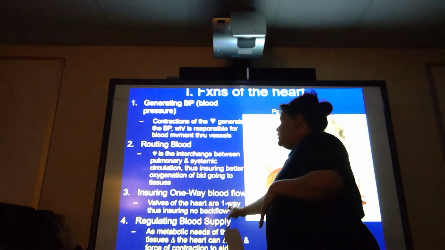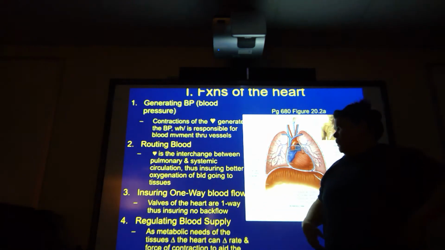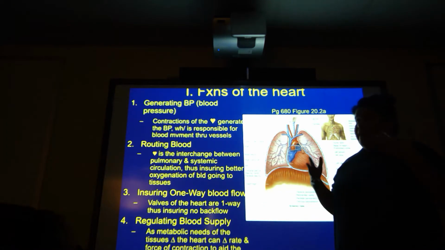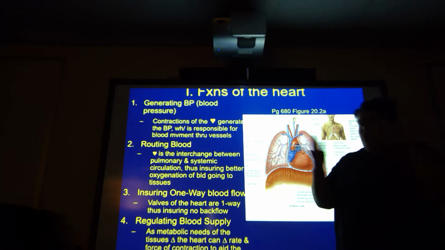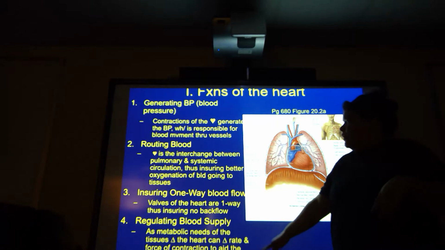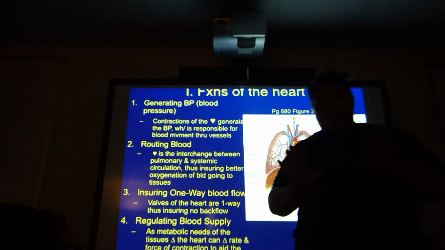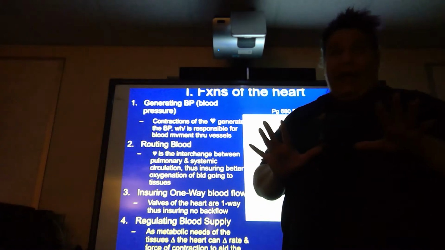All right. Ensuring one-way blood flow. Again, the valves of the heart are one way. They only work in one direction. They don't work in many directions. It's literally, you got one shot and you're done. So basically what that does is that ensures there's no backflow. There can't be any backflow because valves work in one direction, but when you try and push backwards, they immediately seal shut.